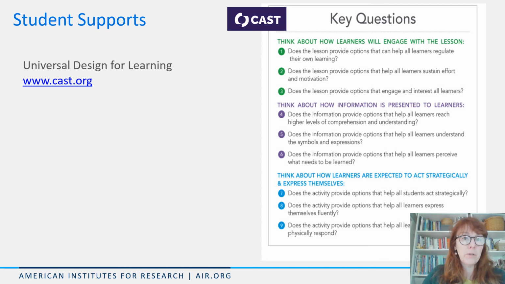So we want to consider the various needs of our students in the classroom, and a great way to think about this is Universal Design for Learning. CAST, which is the Center for Applied Special Technology, has some really good resources for lesson planning, as well as developing learning goals and assessments.